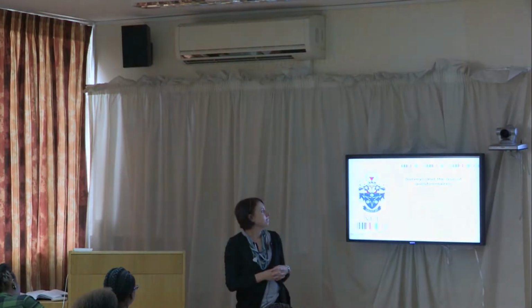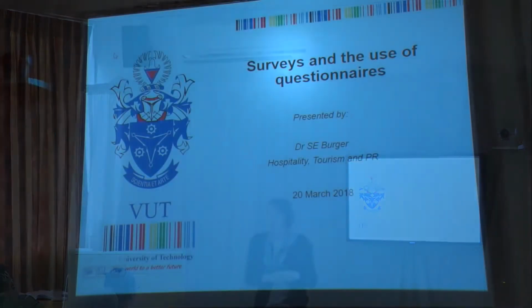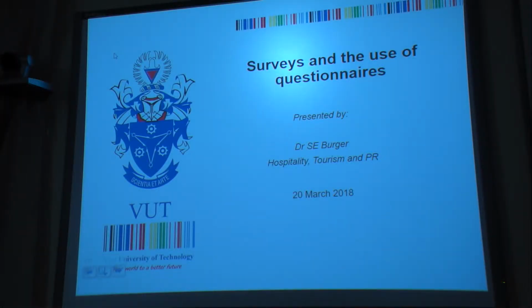Okay, so chapter 9, this is chapter 9 in your textbook, your prescribed book. It's about surveys and questionnaires, and also we call this the measuring instrument.